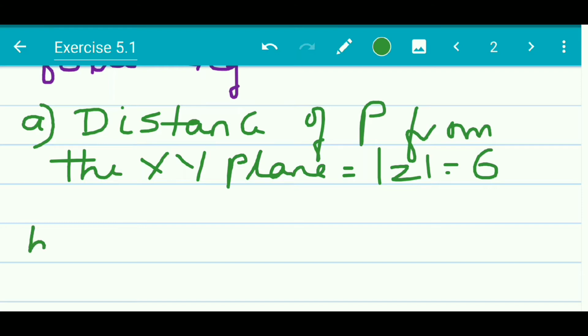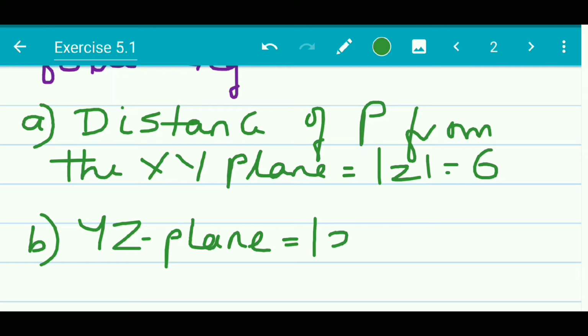Similarly, now you want to find the distance of P from the yz plane. So I'll just write it in short over here as yz plane. Now distance of P from the yz plane is given as mod x. In this case, the x coordinate of the point is 4. So mod x is 4 actually.